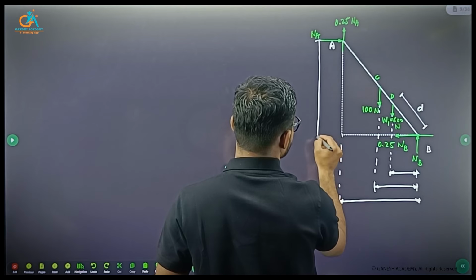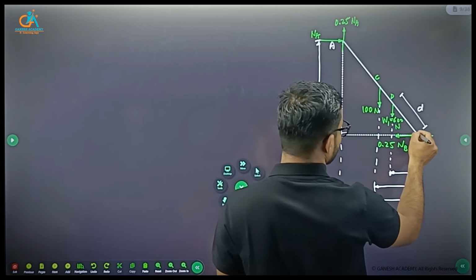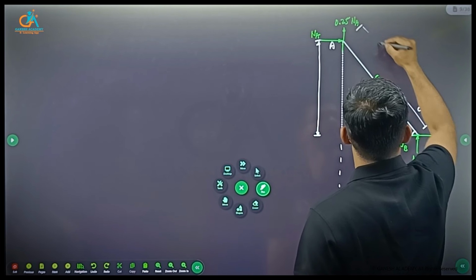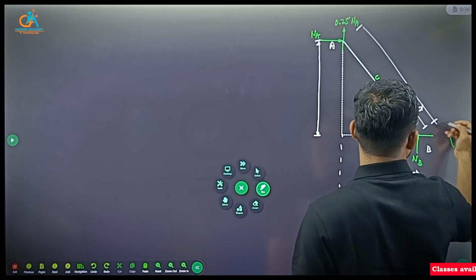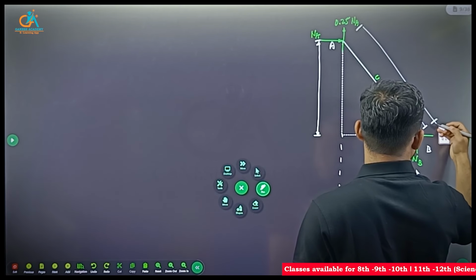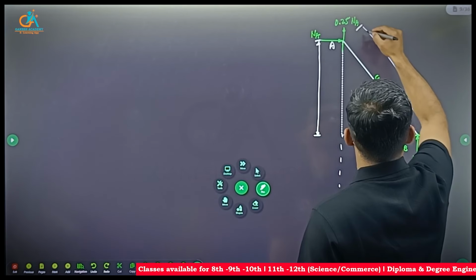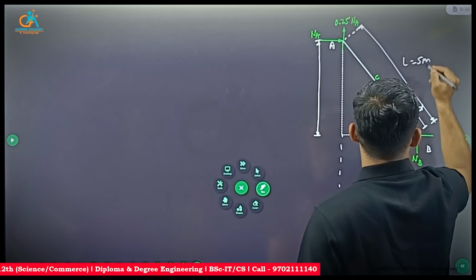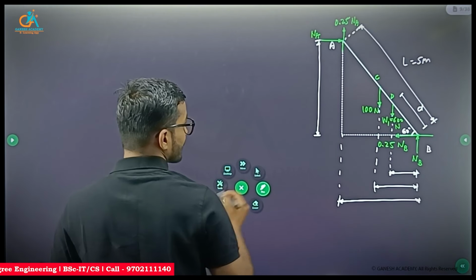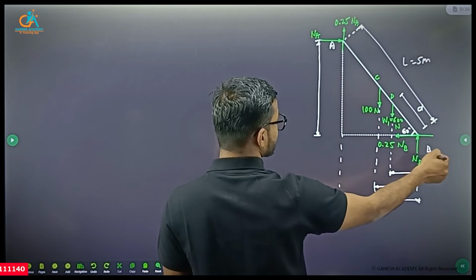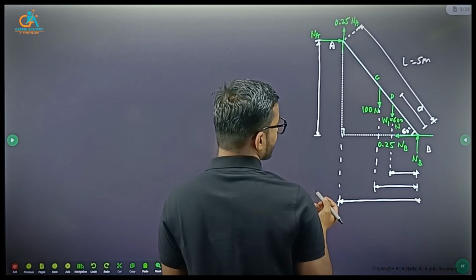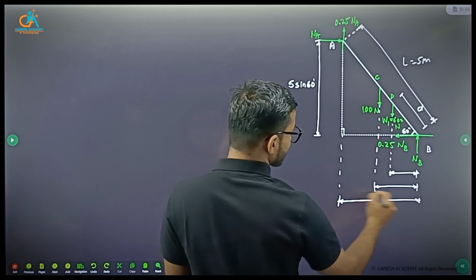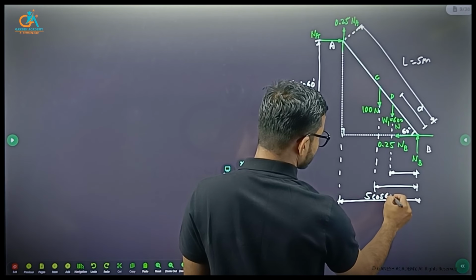In the same way, this distance, knowing that this angle is 60 degree and the length of the ladder L equal to 5 meter. So if this angle is 60 degree, this hypotenuse of the right angle triangle is 5, then you will get to know that this distance should be 5 sine 60 and this entire distance is 5 cos 60.